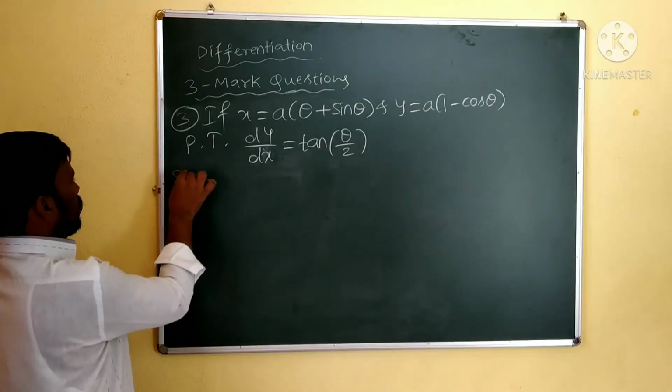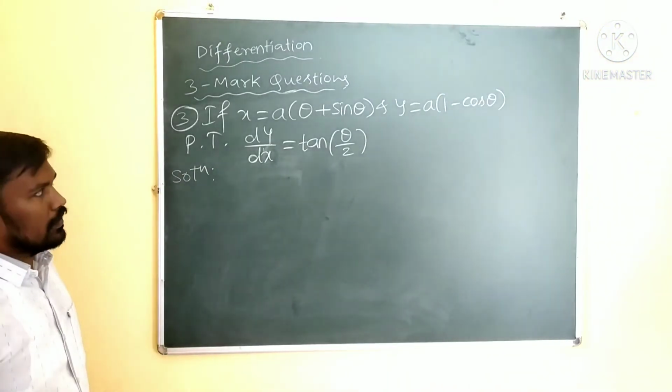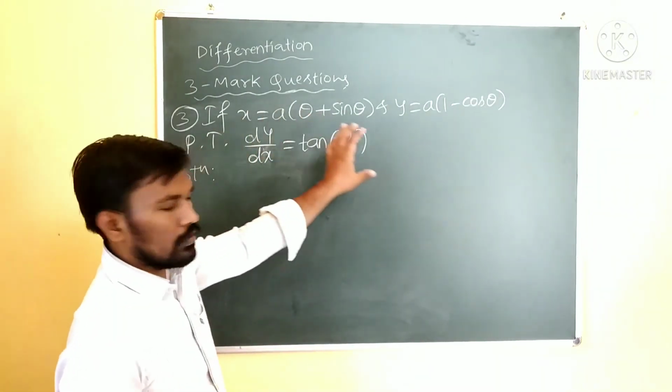Again same thing. So what is the parameter here? Theta is the parameter. Theta is what? The parameter, the third variable. Apart from x and y, there is one more variable which is common in both the equations. That is called what?